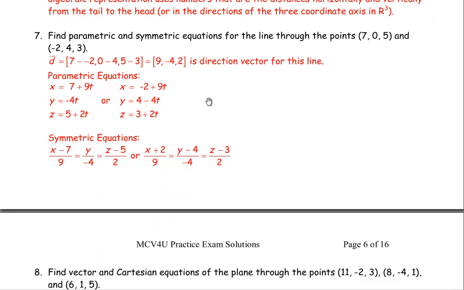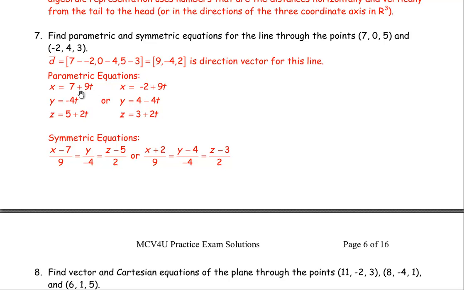For number 7, it says find parametric and symmetric equations for the line through the points (7, 0, 5) and (-2, 4, 3). So we need first, well, we don't have to do it first, I suppose, but we need a direction vector between the 2 points. And so we subtract them. It doesn't really matter whether you go, the tail is here or the head is here. You have to go between the 2 vectors in some fashion. So I'm using the (7, 0, 5) as the head of the vector because I'm going 7 minus negative 2, and then 0 minus 4, and then 5 take away 3. And so that works out to 9, negative 4, 2. Now if you subtract in the opposite order, you would get negative 9, positive 4, negative 2, and that's okay. There's nothing wrong with that.